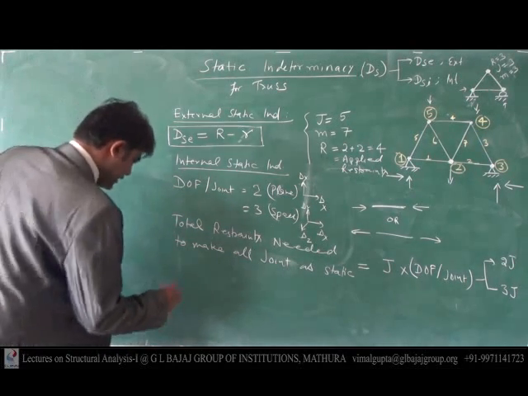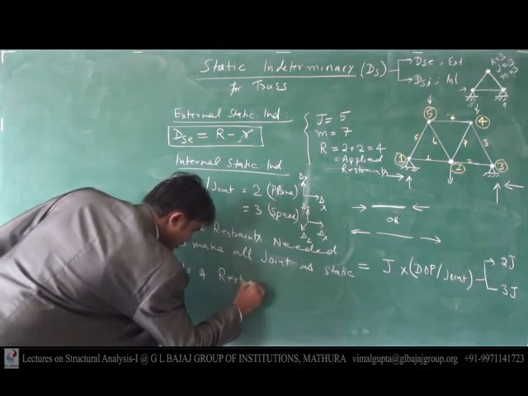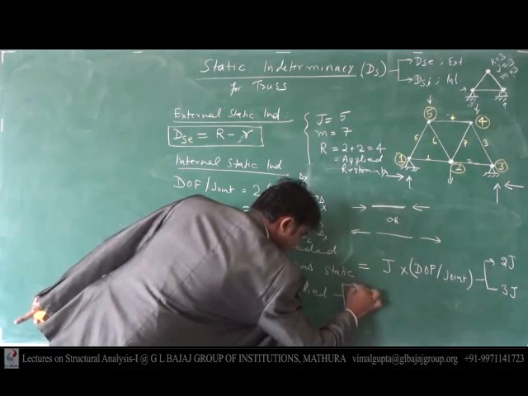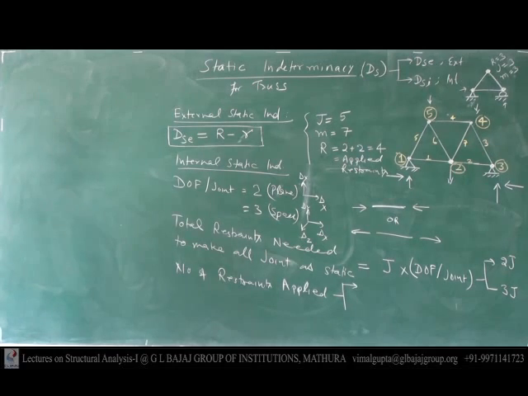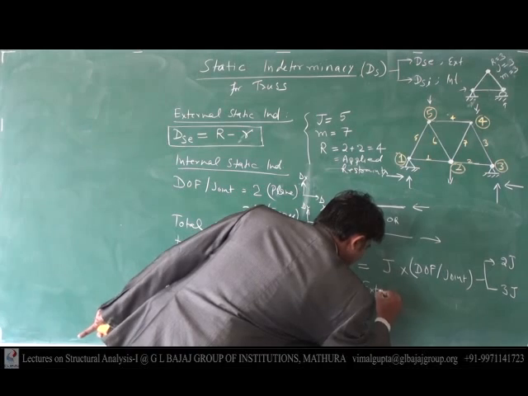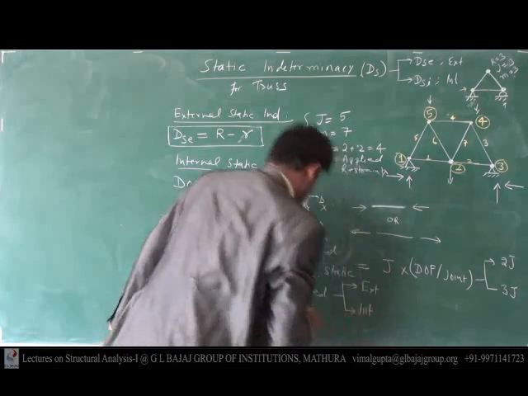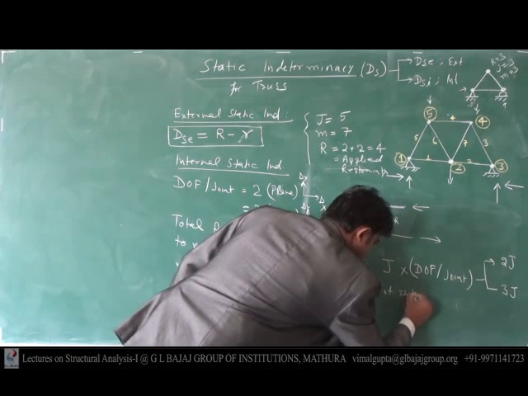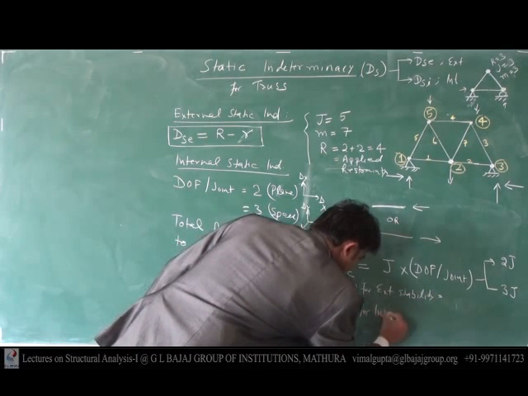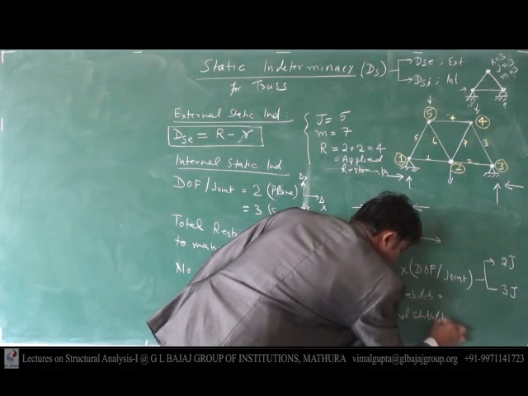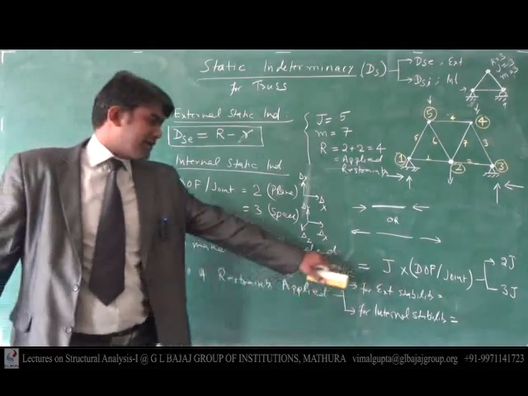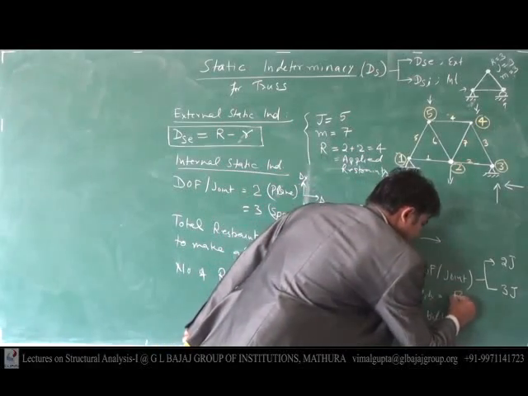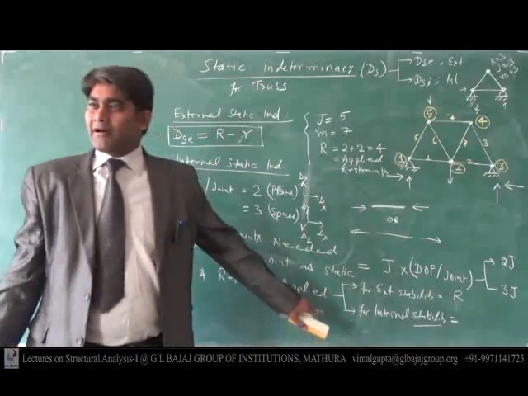Clear? Next, number of restraints applied. Now number of restraints applied. First one is for external and second one is for internal stability. Number of restraints applied for external stability and for internal stability. Number of restraints applied for external stability, how much? Capital R. And for internal stability, what should I write?